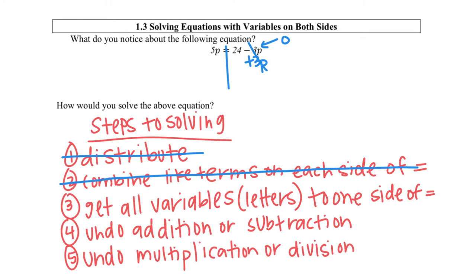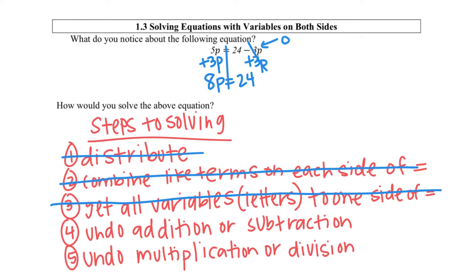And as we know, if I do one thing to one side of the equation, I have to do it to the other side of the equation. So I'm going to add 3p to the other side of my equation. And I can put those two together. 5p plus 3p would give me 8p. And on the other side, I'm left with 24. So I'm done with step 3.